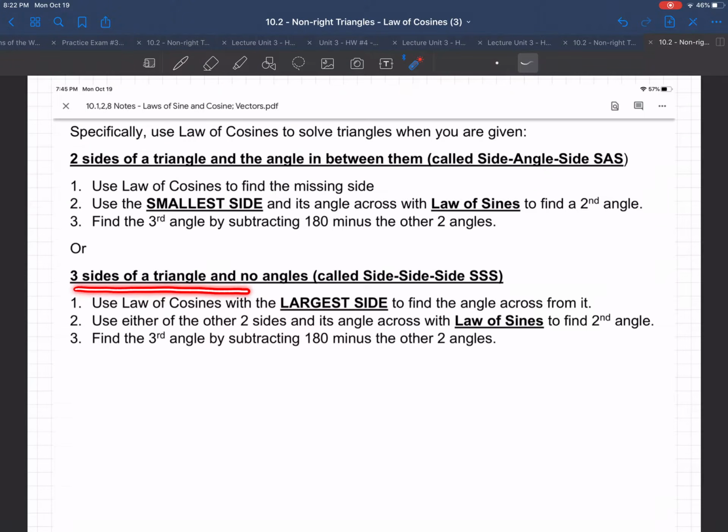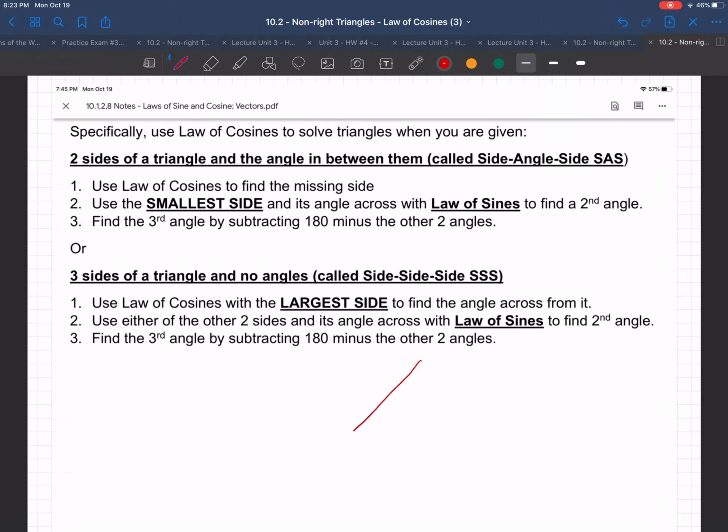Three sides of a triangle and no angles is called side, side, side. What do we do? Use the law of cosines with the largest side to find the angle across from it. So we've got to start with the largest side. Why do we do that?